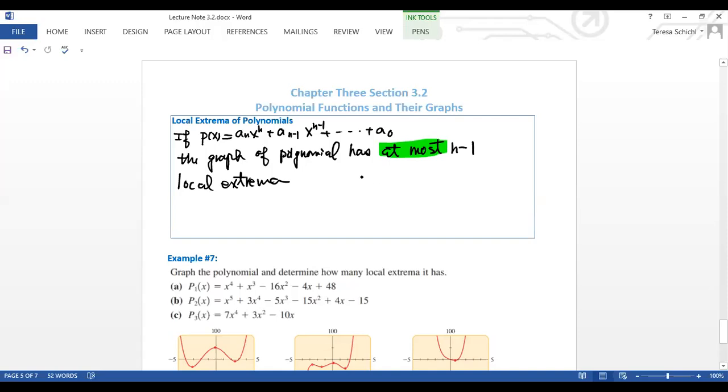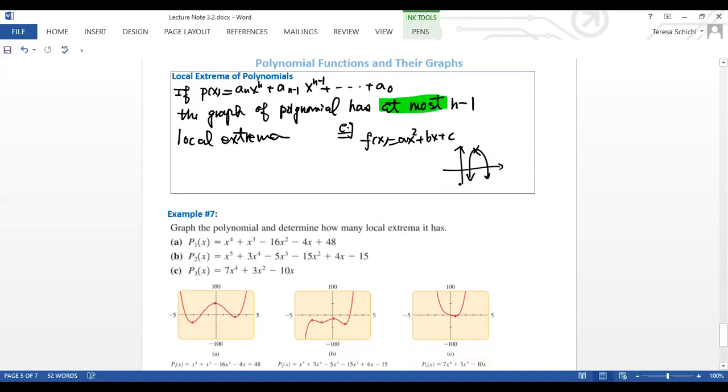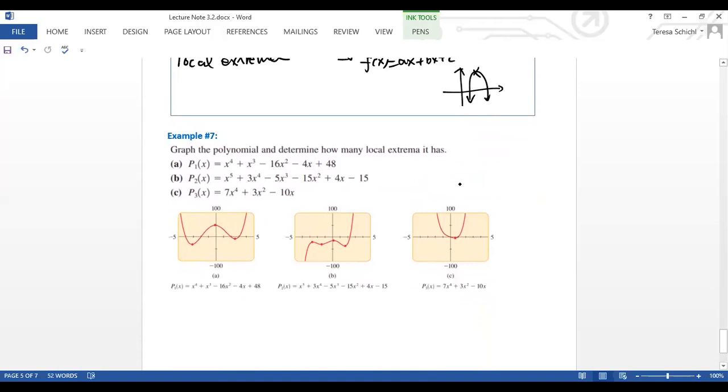So for example, do you remember the quadratic? We have ax squared plus bx plus c, so my n is 2. For a quadratic, how many local extrema do we have? 1, since it's 2 minus 1. That means if you have degree 5, you cannot have more than 4 local extrema.